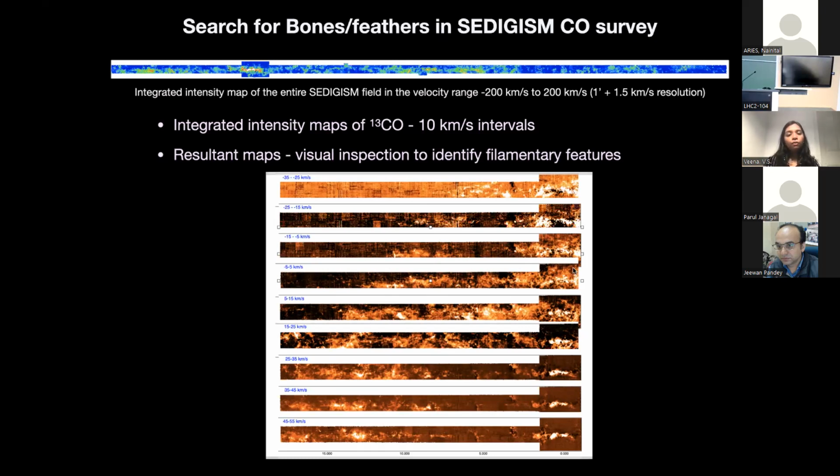But why we went for visual inspection is that the type of filaments we are looking at exceed a size of hundreds of parsecs. In these filaments, definitely there will be star formation activity because we are looking at dense molecular clouds. Due to the star formation activity, the filament will be broken into small pieces. So if we go for automated methods, we won't be able to identify this as a single structure. In such scenarios, we really need visual inspection to identify the filamentary structure.